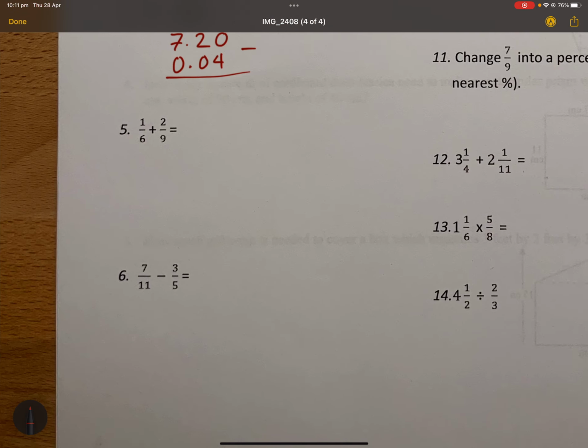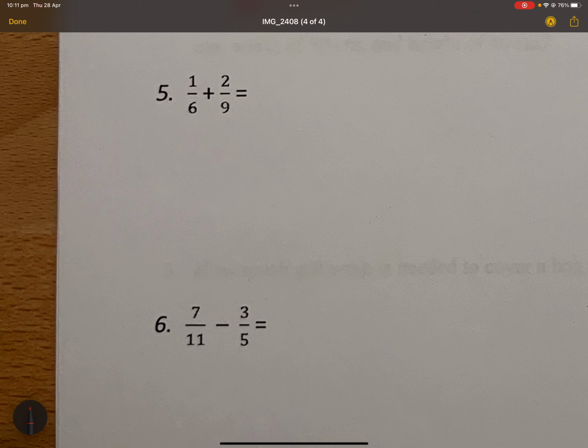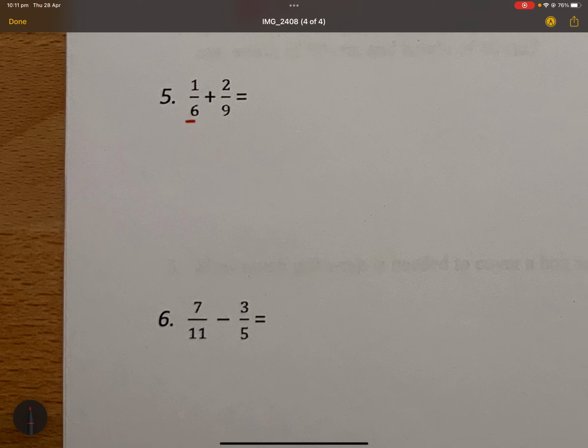Fractions, adding and minusing fractions. If you want to add fractions, you must make the bottom number the same. So what number can be divided by 6 and 9? Now the trick to do these kinds of questions is, you look at the two numbers. You've got 6 and 9. Which number is larger? Obviously the 9, right?